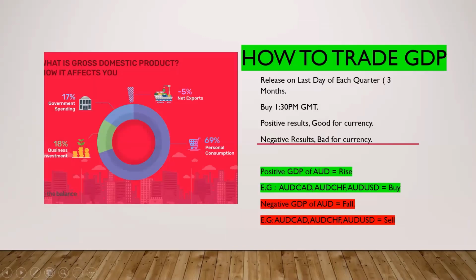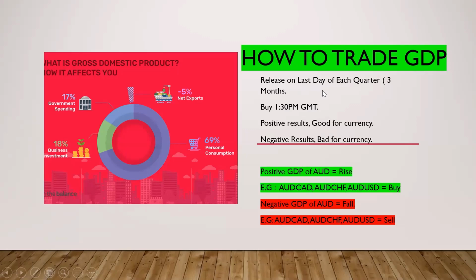Now, how to trade GDP? How do you trade the GDP product? GDP analysis is released on the last day of each quarter. Remember, I told you it's not just knowing the fundamental forecast. You also have to know how you will apply them in trading. It is released on the last day of each quarter.